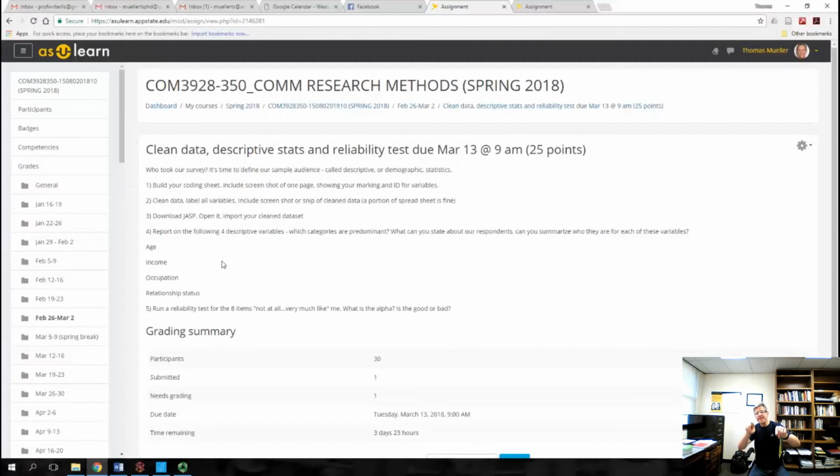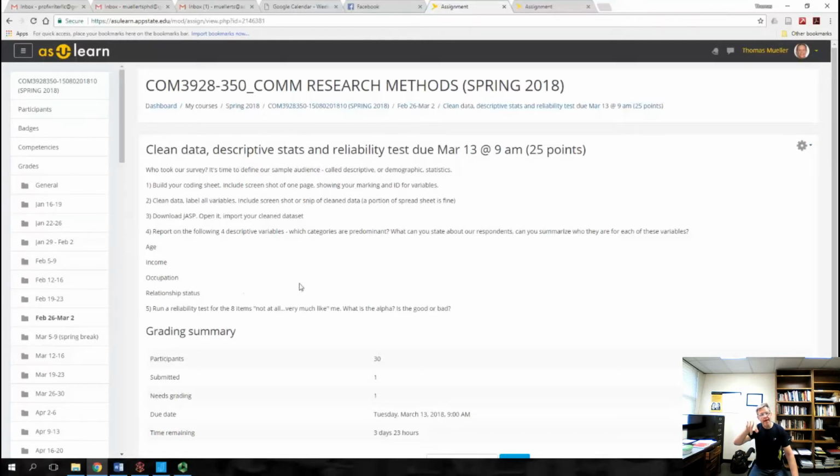So it might say the mean score is a 3.4, okay? Well, what does that mean on your coding sheet? Go down between 3 and 4 and say, what is the average age of our respondents? Does that make sense? You've got to think through the numbers on the coding sheet to understand what the data is telling you, okay? So you're going to look at age, income, occupation, and relationship status.